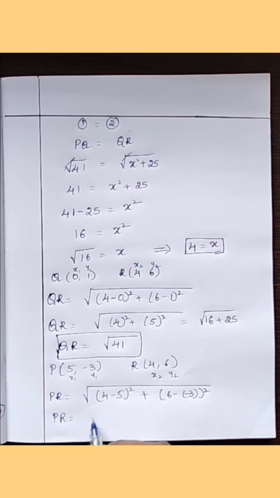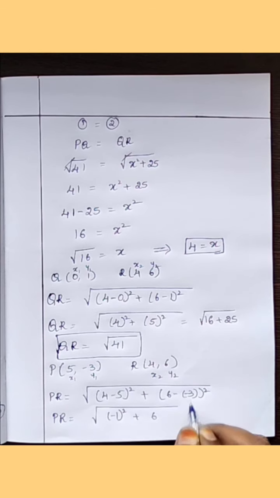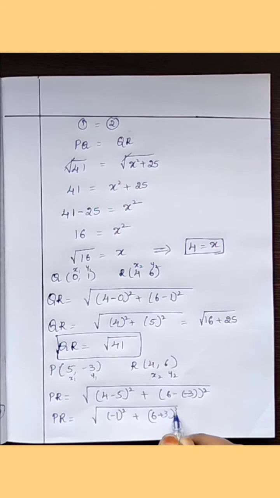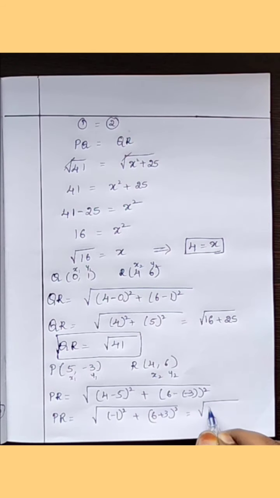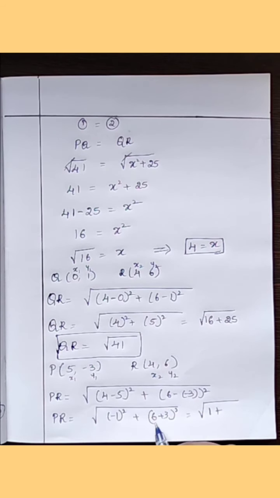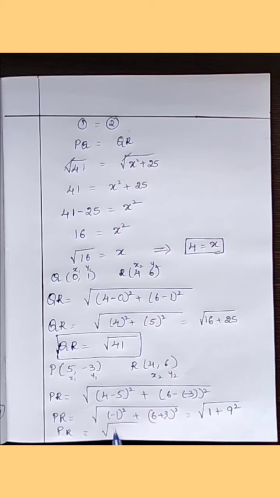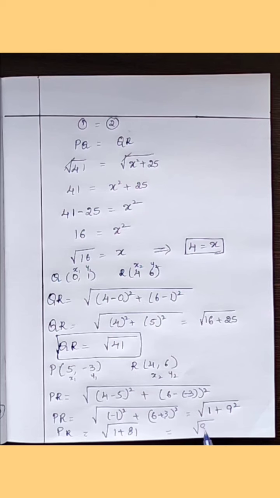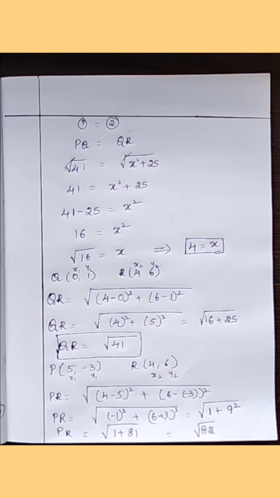PR equals root of (4 minus 5), how much will we get? You will get (minus 1) whole square. 6 as it is, minus into minus plus 3, whole square. 1 square value is 1. 6 plus 3, how much will we get? 6, 7, 8, 9, you will get 9. Write down here 9 square. PR equals root of 1 plus 9 square value, which is 81. Then the PR value is root 82. We got the PQ value is root 41, QR value is root 41 and PR value is root 82.